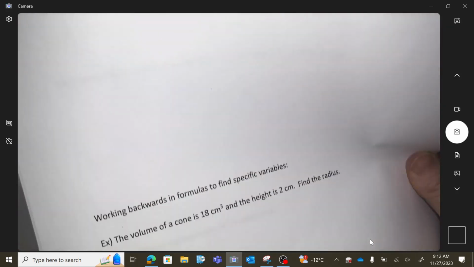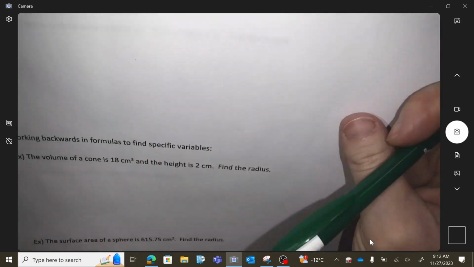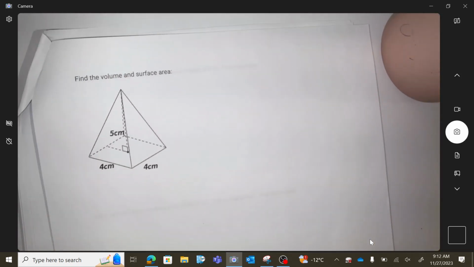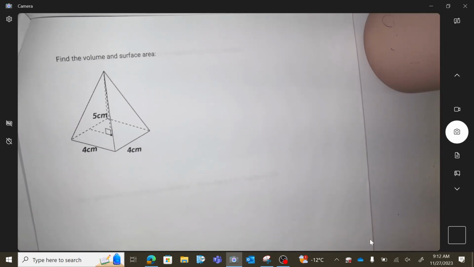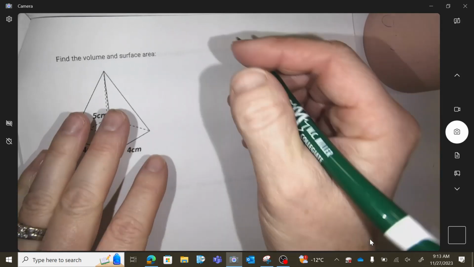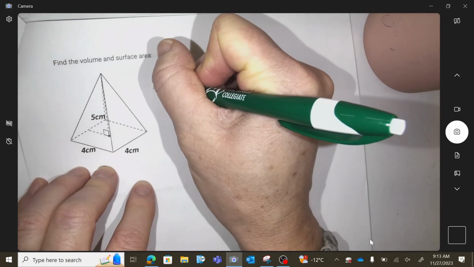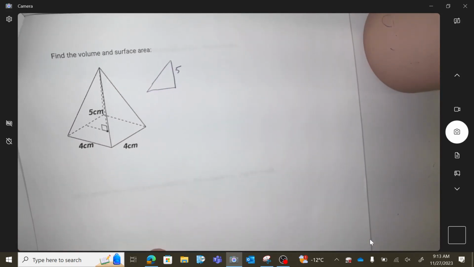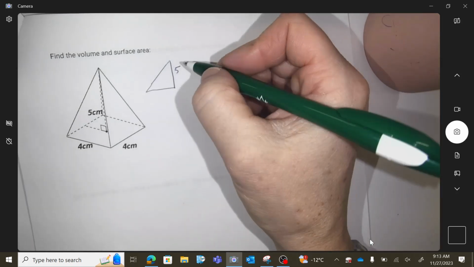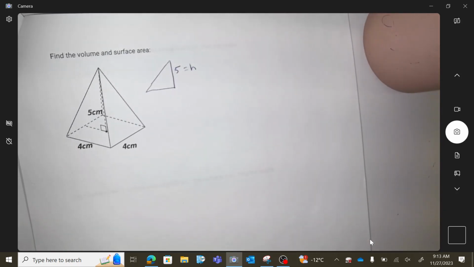Okay, so the next, this one is the tricky shape. We want to find volume and surface area. So this is the pyramid. Let's find the slant. So let's do some work here and get the slant. 5 is considered the height. Don't be too confused with this h being hypotenuse. That's not what it is. I'm just saying it's the height.